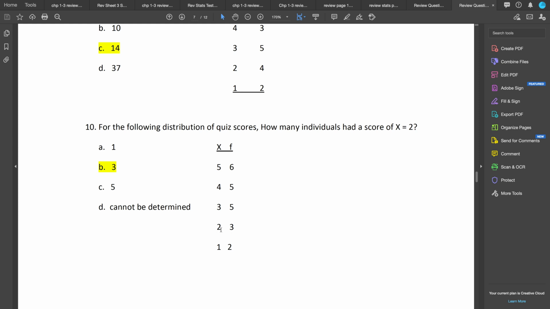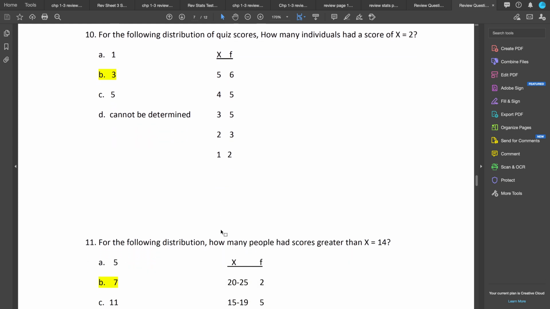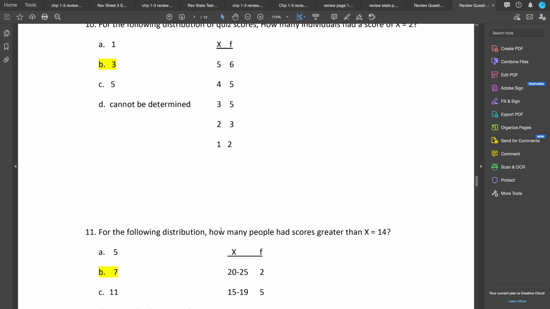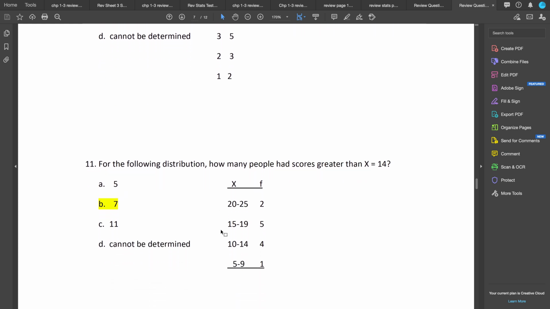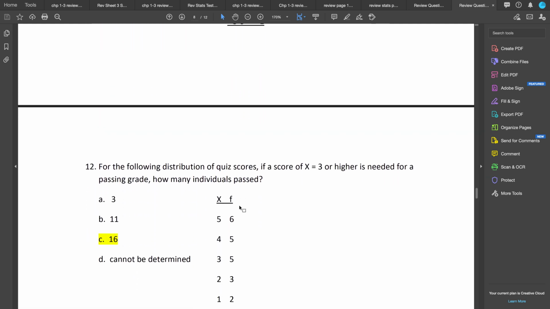It's a very basic skill that on your test you're going to need to be able to interpret frequency on a few different occasions. It might not be the whole answer to the problem, but it will certainly be part of the answer to the problem. For the following distribution, how many people had scores greater than 14? If you're greater than 14, then you're either 15 to 19 or 20 to 25. There are 2 different intervals, and 5 and 2 adding up to 7 total scores. You will have a question like that on the test as well.